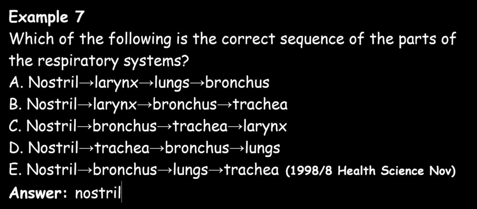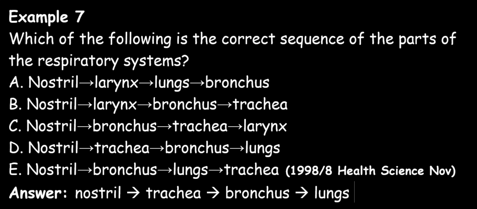The sequence of the respiratory system is from the nose or nostril to the trachea to the bronchus and to the lungs. That is the most correct answer. But in more detail, the exact sequence of the respiratory system is from the nose, that is the nostril, to the pharynx, which is the throat, to the larynx, which is the voice box, to the trachea, which is the windpipe, and to the bronchi, and then to the lungs.